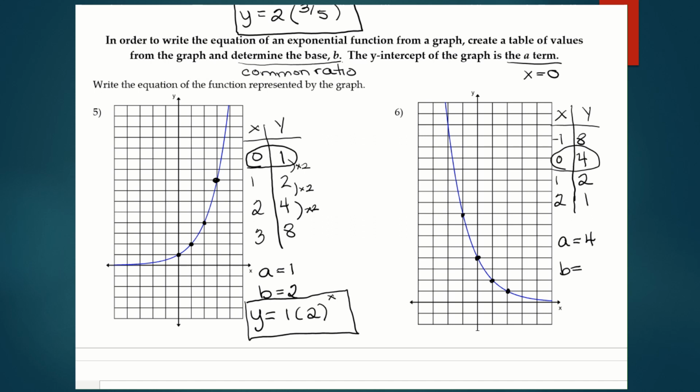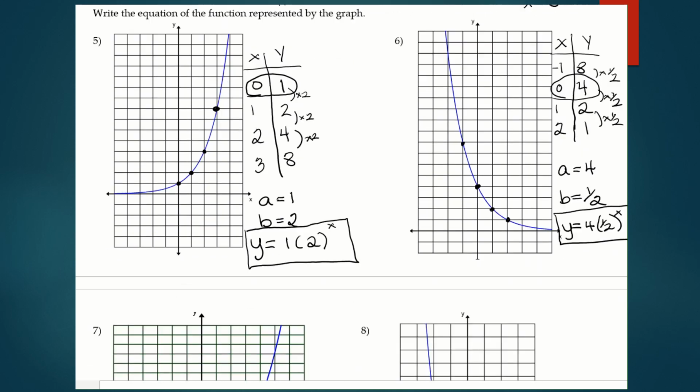My b value, what are we multiplying by each time to get from one y value to the next? Well, from 8 down to 4, I divided by 2. Dividing by 2 is the same as multiplying by a half. Same here. So multiplying by 1/2, that's going to be our b value, or our common ratio. So writing our equation, y equals a times b raised to the power of x. Okay? All right, let's keep going.